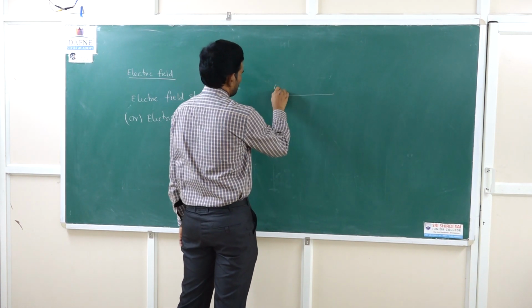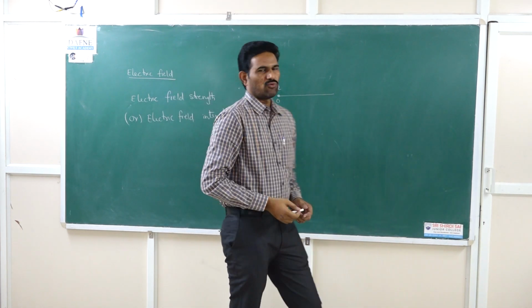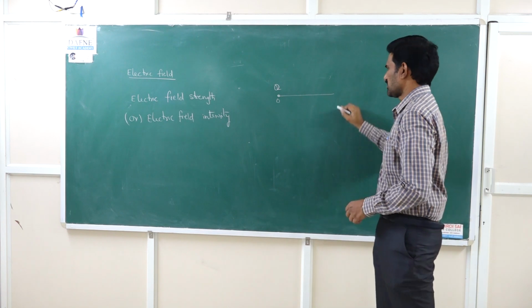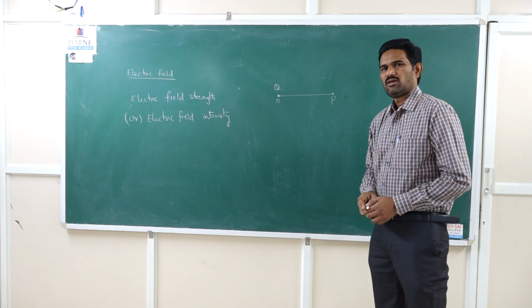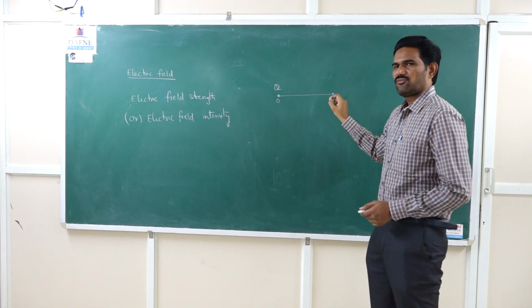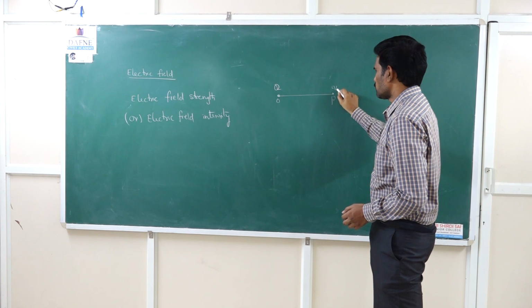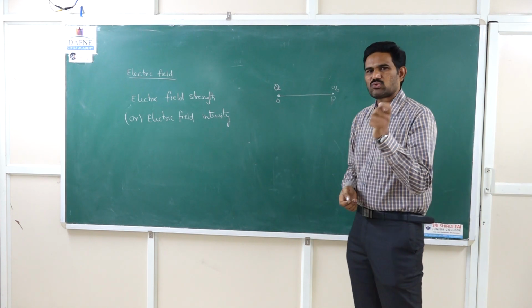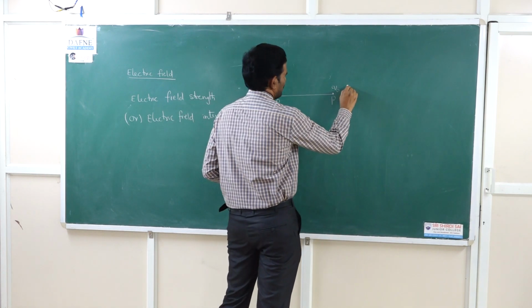Now suppose this capital Q is fixed at this point, O, let us consider. Now we are going to define the electric field strength at some point P. In order to define the electric field strength at that point, we assume a unit positive test charge. Remember that this is a test charge.